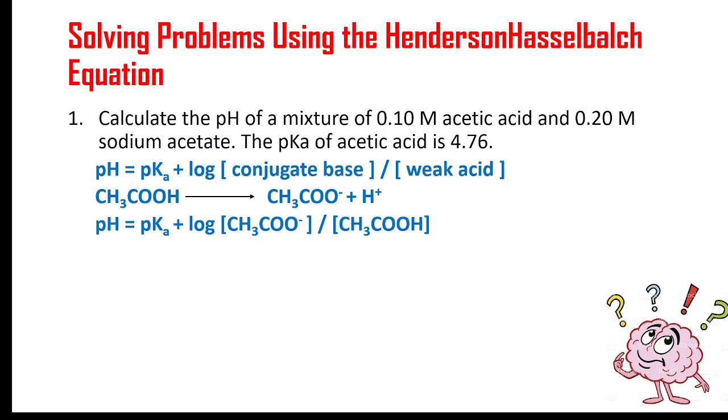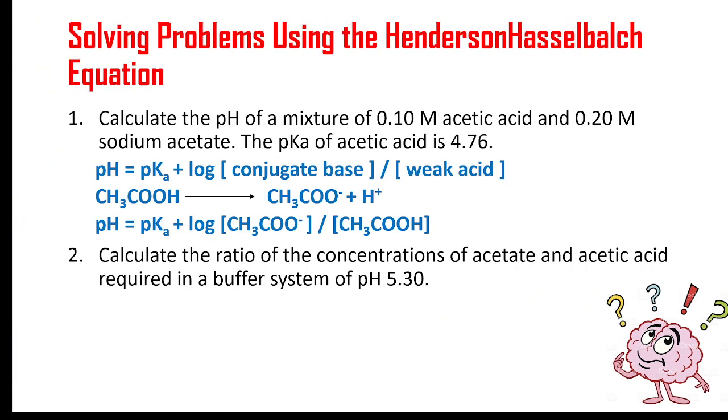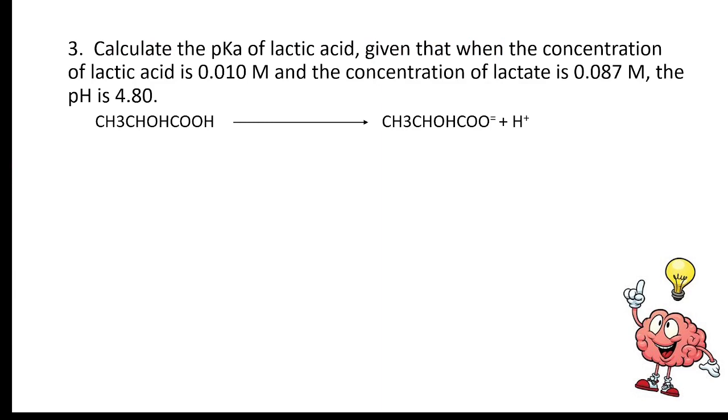pH is equal to pKa plus log of conjugate base divided by molar concentration of its weak acid. The second question is: calculate the ratio of concentrations of acetate and acetic acid which are required in a buffer system of pH 5.3. The third question is: calculate the pK of lactic acid, given that when the concentration of lactic acid is 0.01 molar and the concentration of lactate is 0.087 molar, the pH is 4.8.